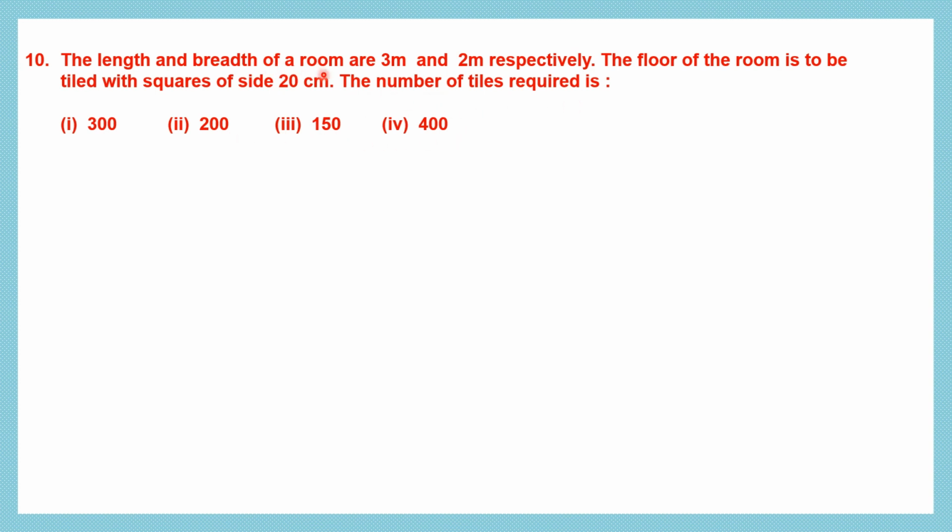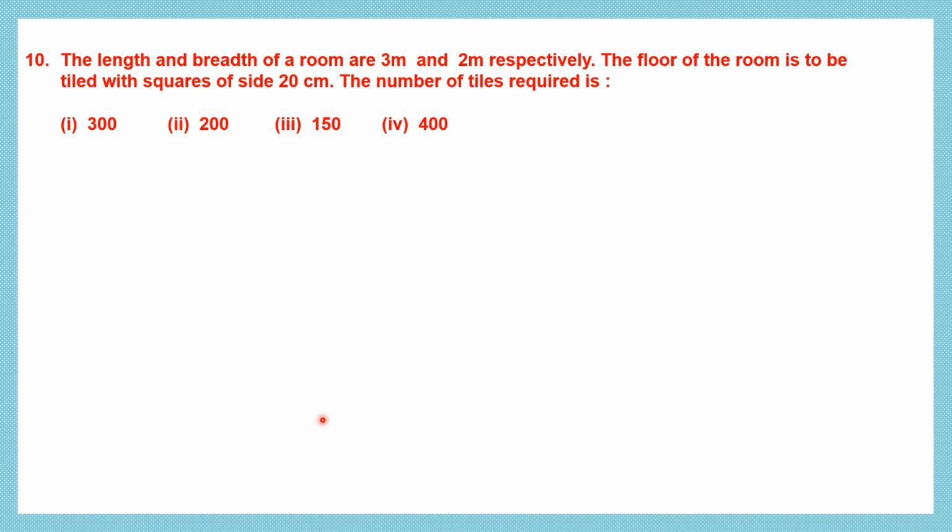So we are talking about a room that is rectangular in shape, and this room is going to be tiled, and it's going to be tiled with squares of side 20 centimeters each. Each tile is a square and the side is 20 centimeters. Now the question is, how many tiles are required for this room? So what we have to do here is, first we have to find the area of the room. Then we have to find the area of each tile, and then divide the two. You will know how many tiles are required.